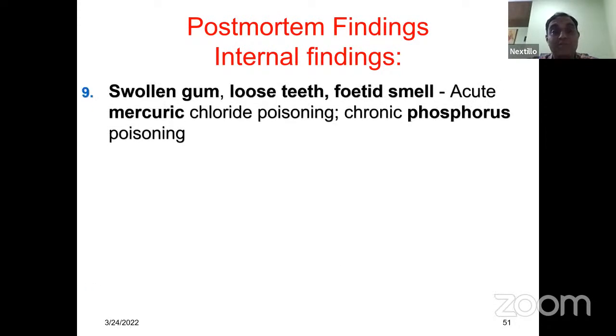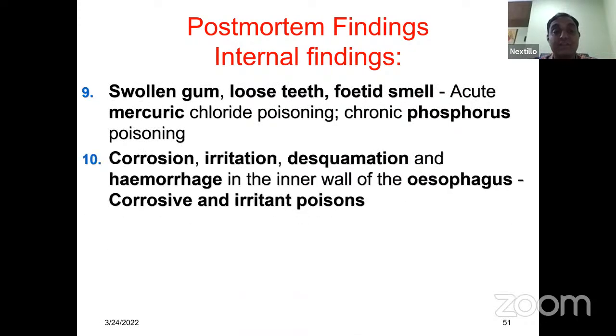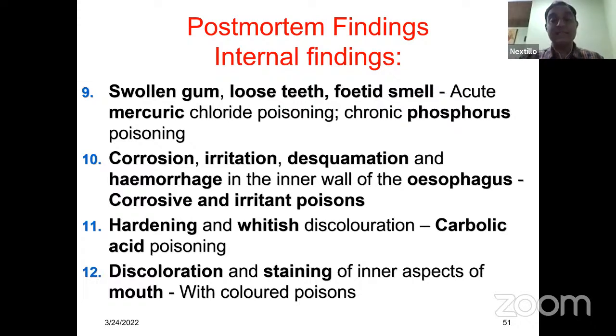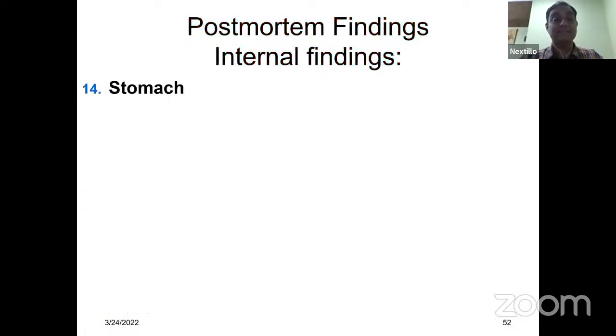Swollen gums, loose teeth and a fetid smell suggest phosphorus poisoning. Corrosion, irritation, desquamation and hemorrhage are most commonly seen in the esophagus with corrosives and irritants. Hardening and white discoloration are common with carbolic acid. Discoloration and staining of the inner aspect of the mouth occur with colored poisons. An esophageal stricture is most commonly a complication of sulfuric acid.